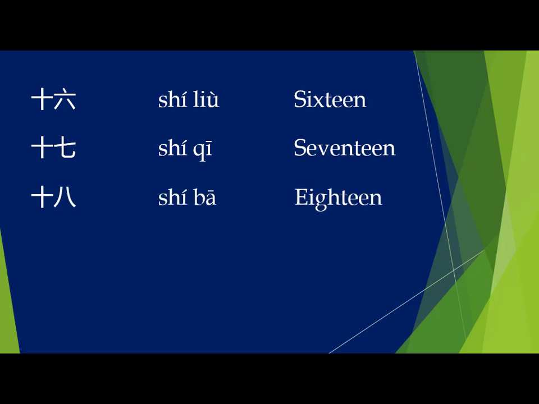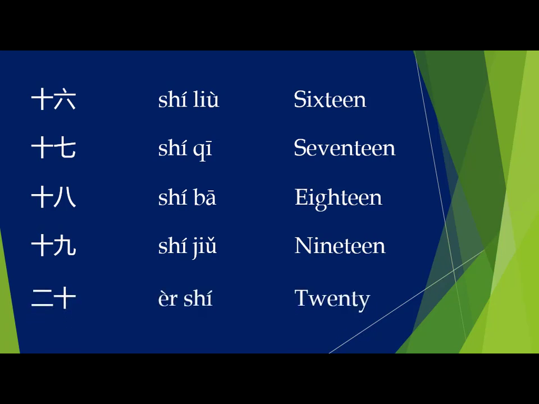Shiba means 18. Shiba means 18. Shijiu, 19. Shijiu, 19. Ershi means 20. Here er and shi, when both are combined, then er means 2, shi means 10. Means 2 multiplied by 10 is equal to 20. Therefore it becomes ershi, which means 20.